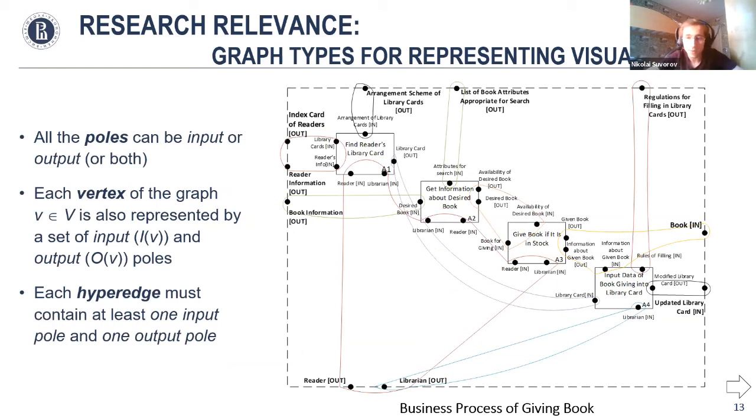In HP graphs, poles can be either input and output, or output. Each hyperedge must contain at least one input pole and one output pole. To present this feature, all the poles were labeled and marked depending on their input or output state.